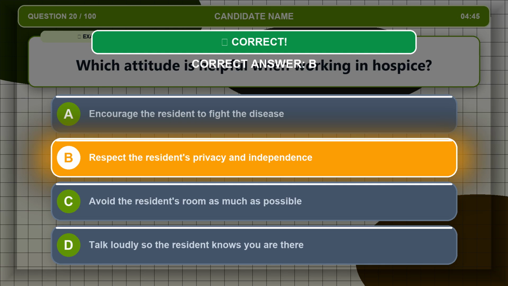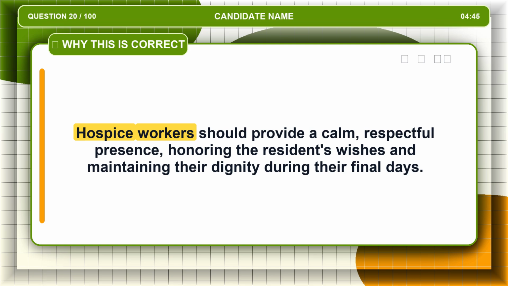The correct answer is option B. Respect the resident's privacy and independence. Hospice workers should provide a calm, respectful presence, honoring the residents' wishes and maintaining their dignity during their final days.